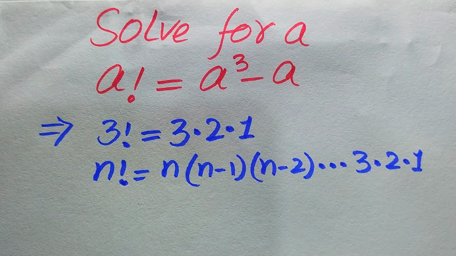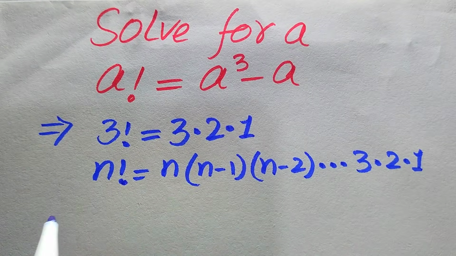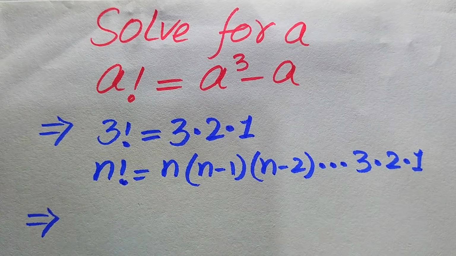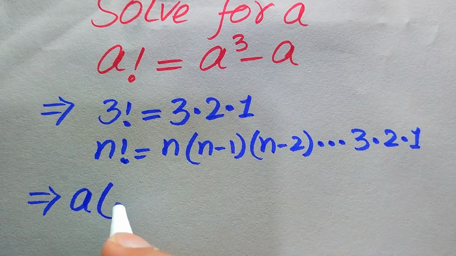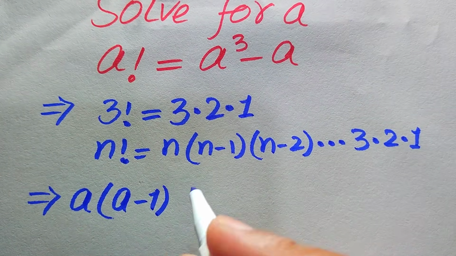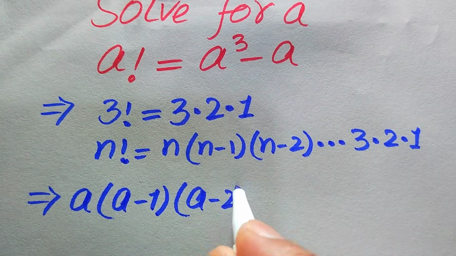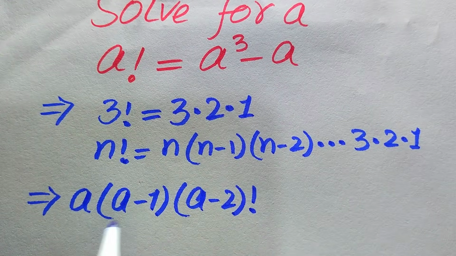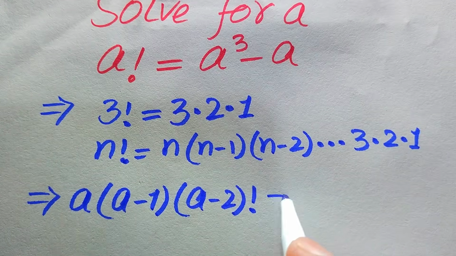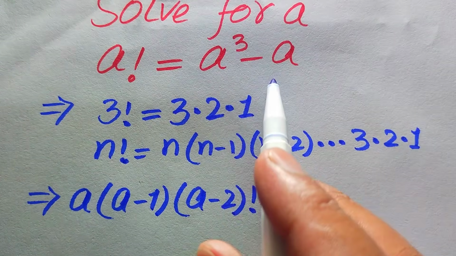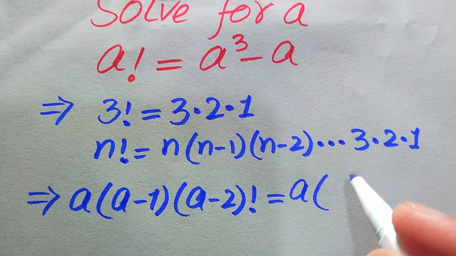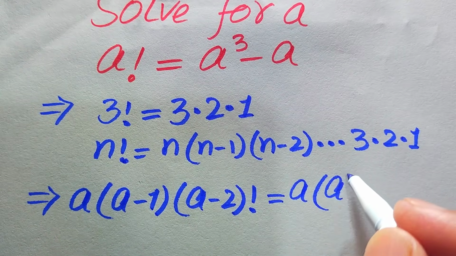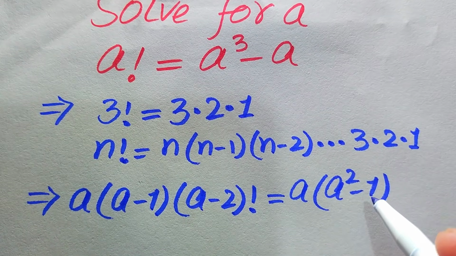According to this definition, we first expand the left hand side of the equation. We write a factorial as a times (a minus 1) times (a minus 2) factorial. So here we break this factorial up to a minus 2, and this is equal to a cubed minus a. We take a common from both of these two terms, and the remaining value is a times (a squared minus 1).